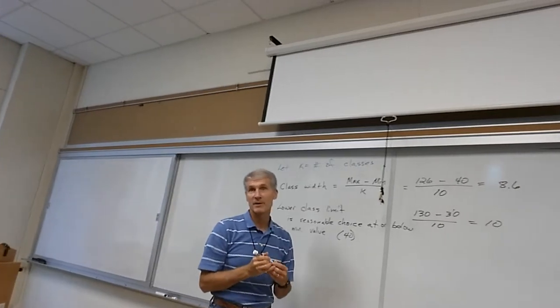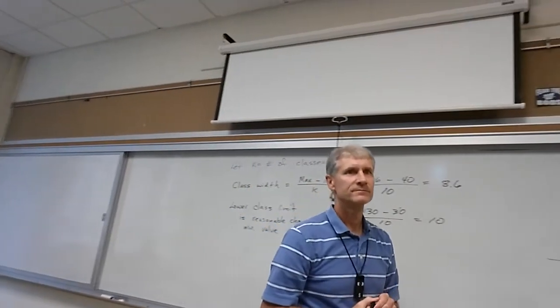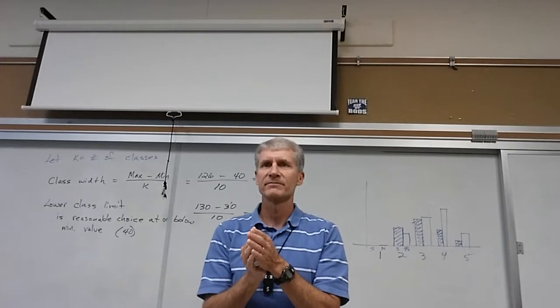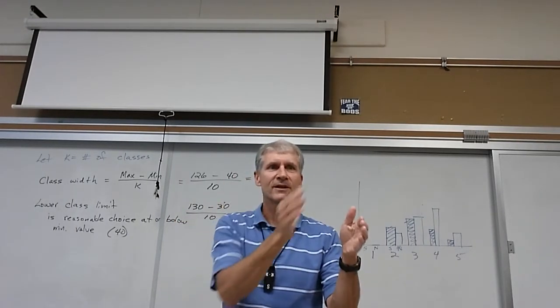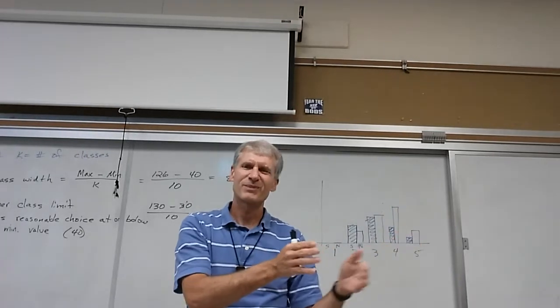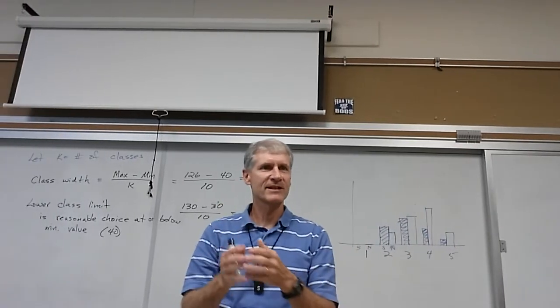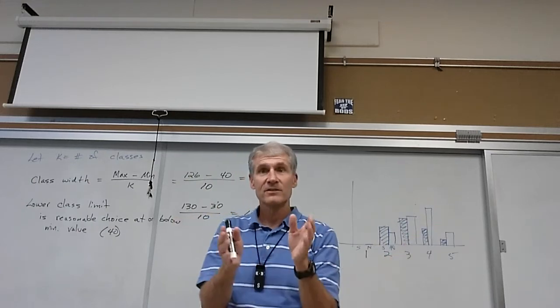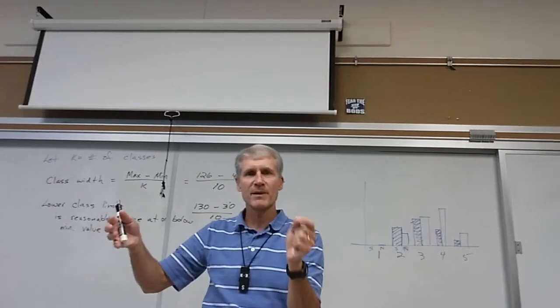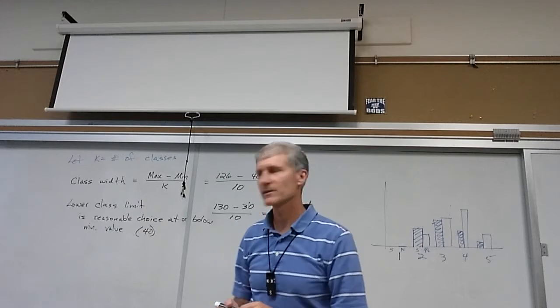But what if my minimum had been 42? I'd still start at 40. There's nothing wrong with starting at 42 and going 42 to 52, 52 to 62. But that's just not as easy. It's easier to use nice multiples of 10 and go 40 to 50, 50 to 60. So I'd probably start at 40 even if my minimum was 42. Right?